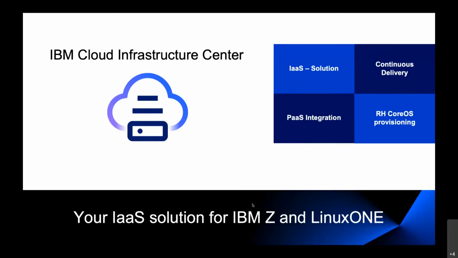It is an infrastructure as a service solution for IBM Z and Linux One platforms. We are available since December 2019, and we're operating on a continuous delivery model, which means we are delivering new functionality and capabilities a couple times each year. Very important for us is our integration with the platform as a service layer. That's the layer where we have an OpenShift running, where we have VMware, where we have those things like Terraform and Ansible. And Cloud Infrastructure Center provides that integration with that layer for our platforms.